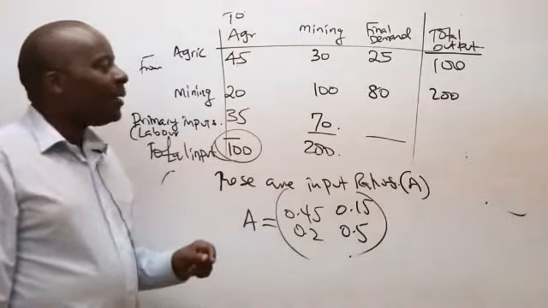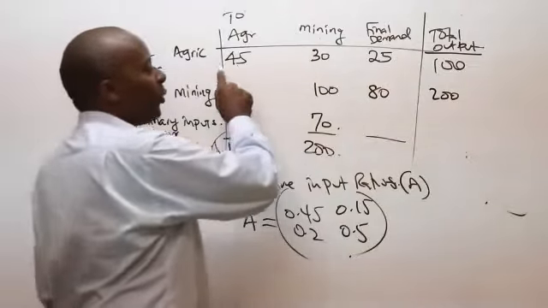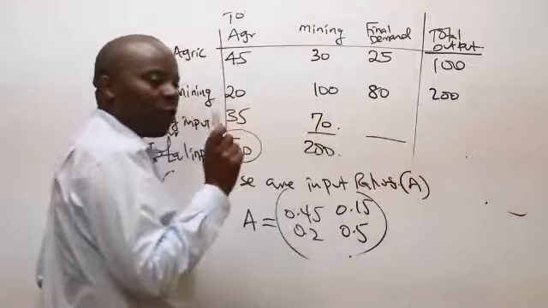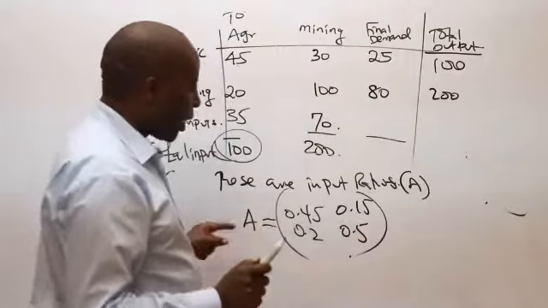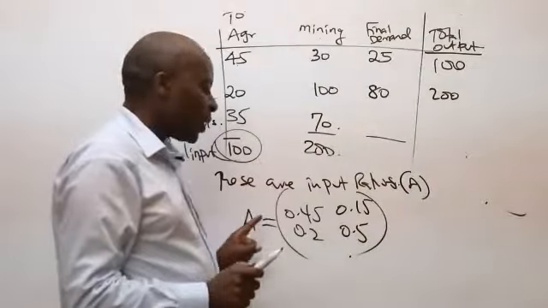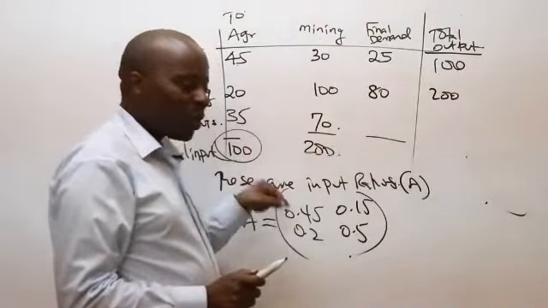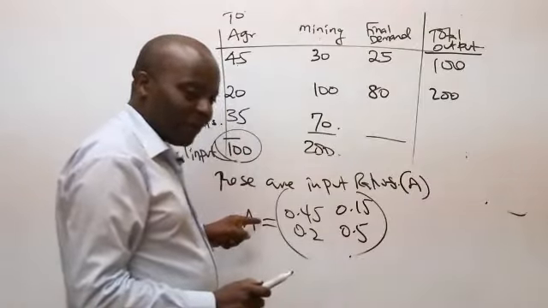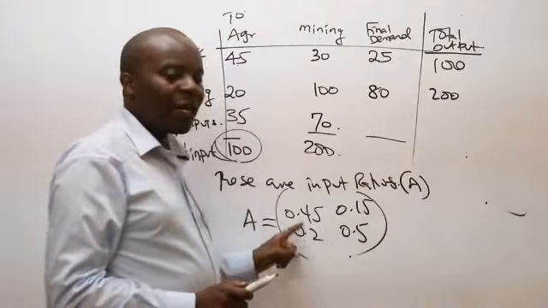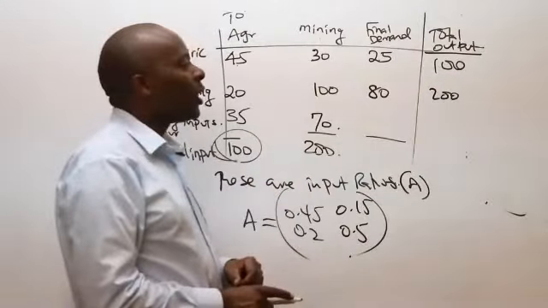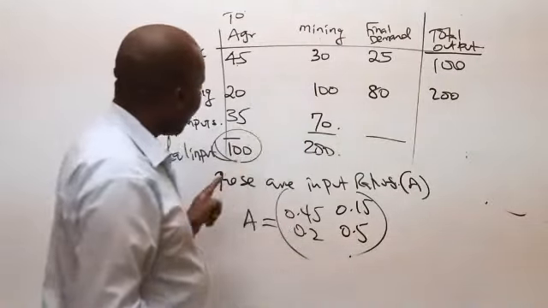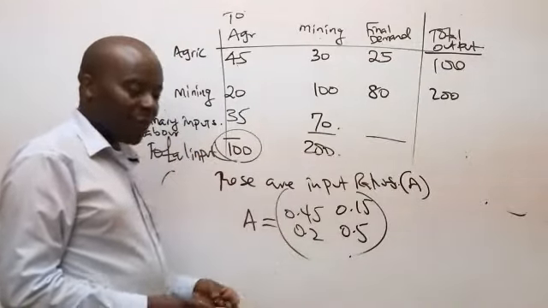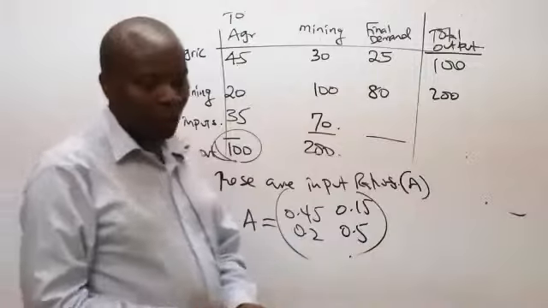Remember that in Markov, we normally move downwards. For input-output ratios, the technical coefficients matrix A consists of input ratios. The total input becomes our benchmark, and then we divide downwards. It has to be a square matrix. We don't incorporate final demand, and we don't incorporate primary inputs, into matrix A.